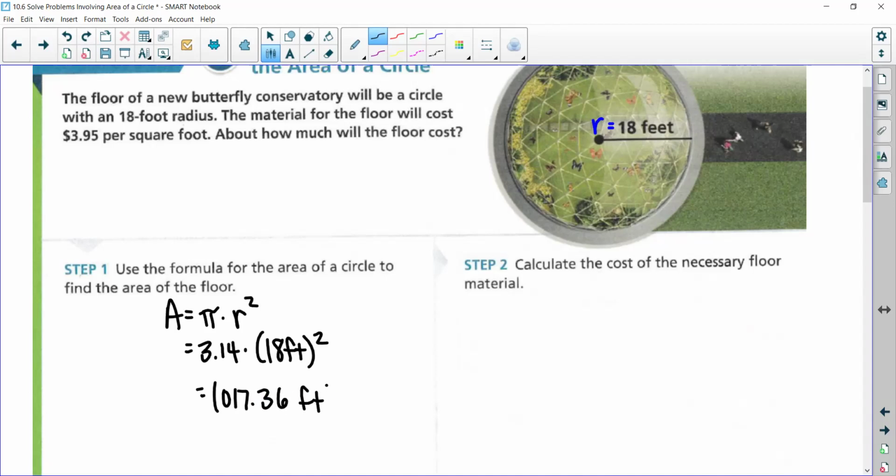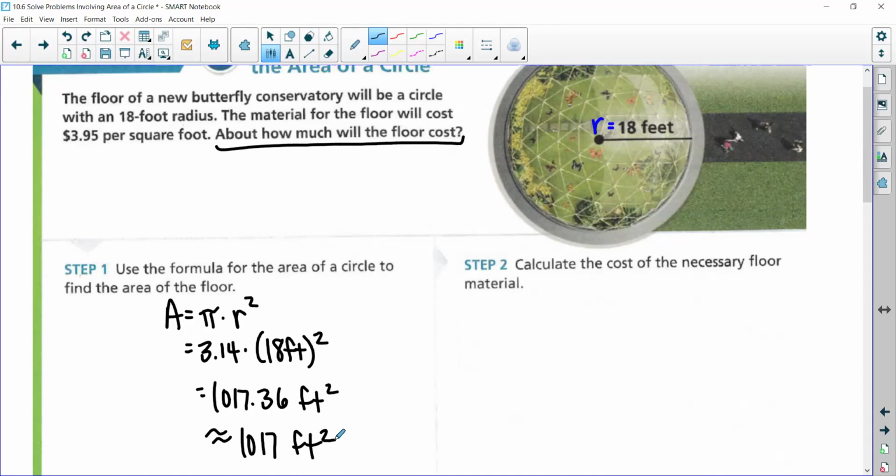So this itself is actually a rounded value. Pi is not exactly 3.14. It's close, but it's not exactly 3.14. It wants us to say about how much will the floor cost. So let's just round this. Let's just say this is about 1,017 square feet. All right.